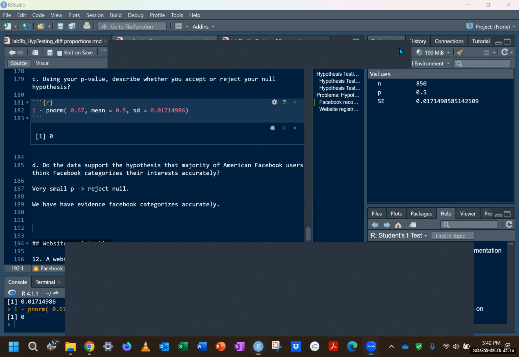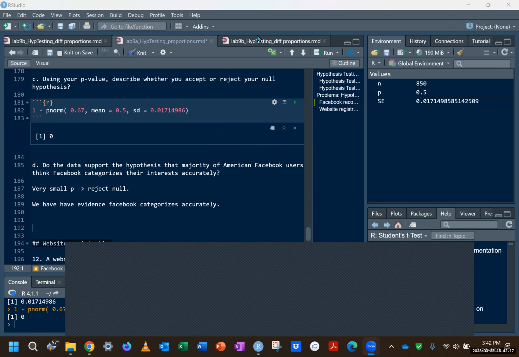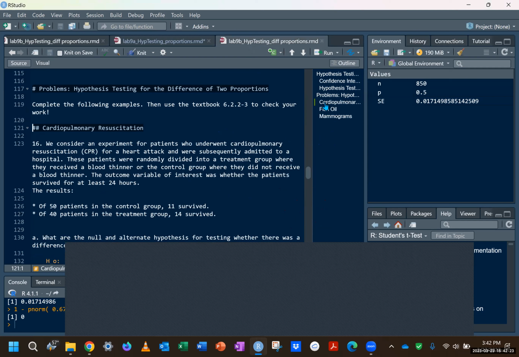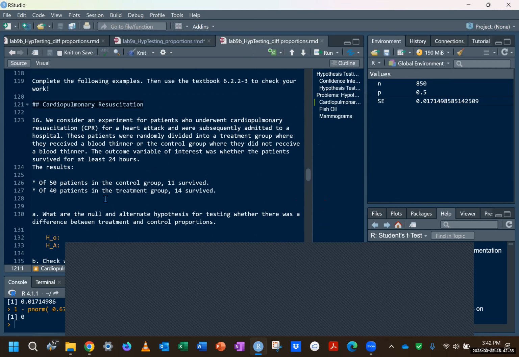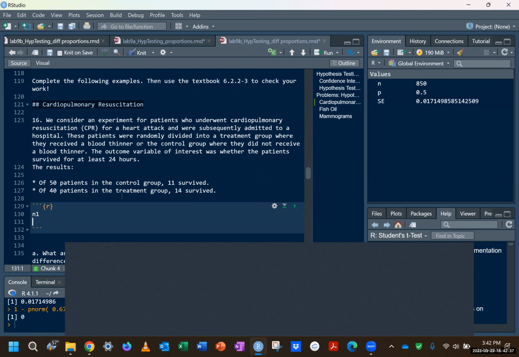And so now I'm going to go on and make sure you understand this, have these steps down, check your work, and go on to Lab 9B, and I'm going to do the CPR problem. This is a different problem because we have two proportions, and so the procedure changes a little bit. So to do this, I'm going to say what N1, P1, N2, P2. We got two groups that we're sampling from. So if N1 is a control group, we had 50 patients there, and 11 of them survived. 40 patients are in the treatment group, 14 survived.